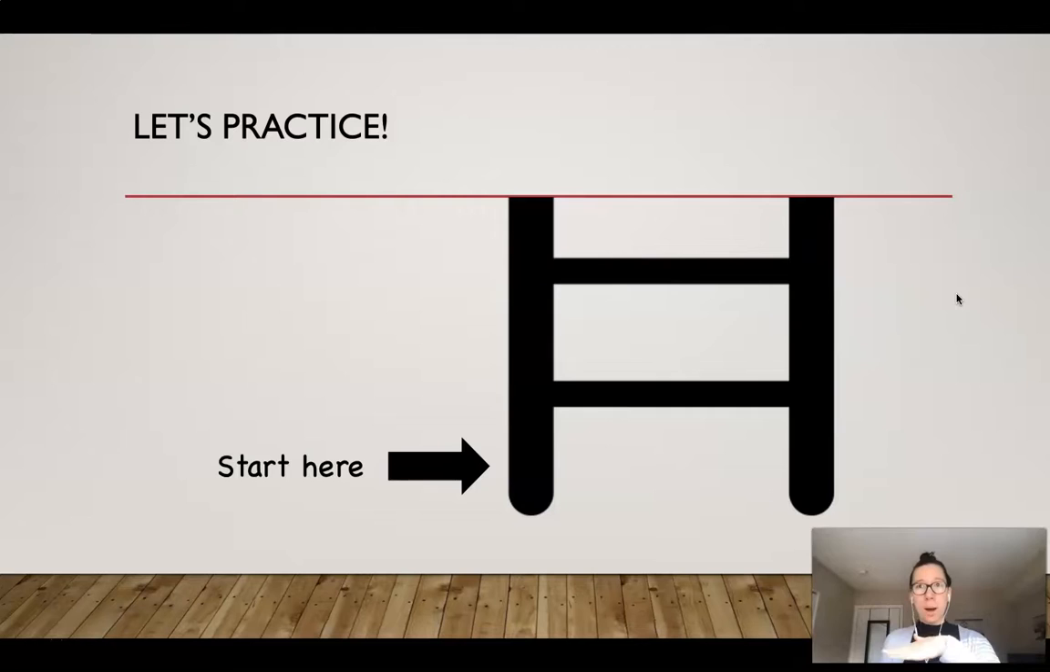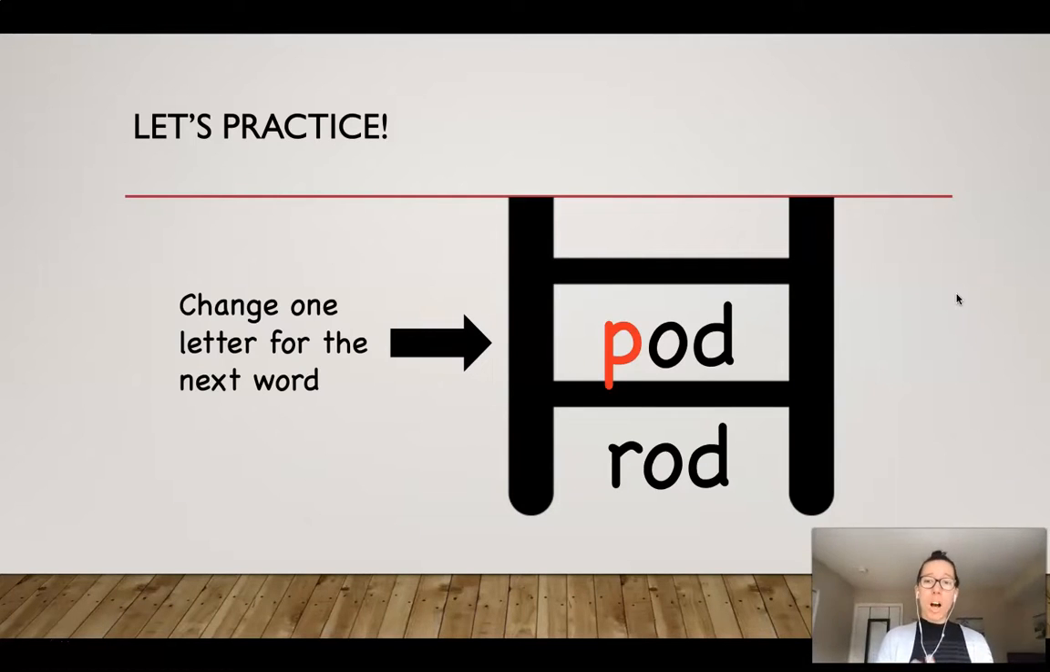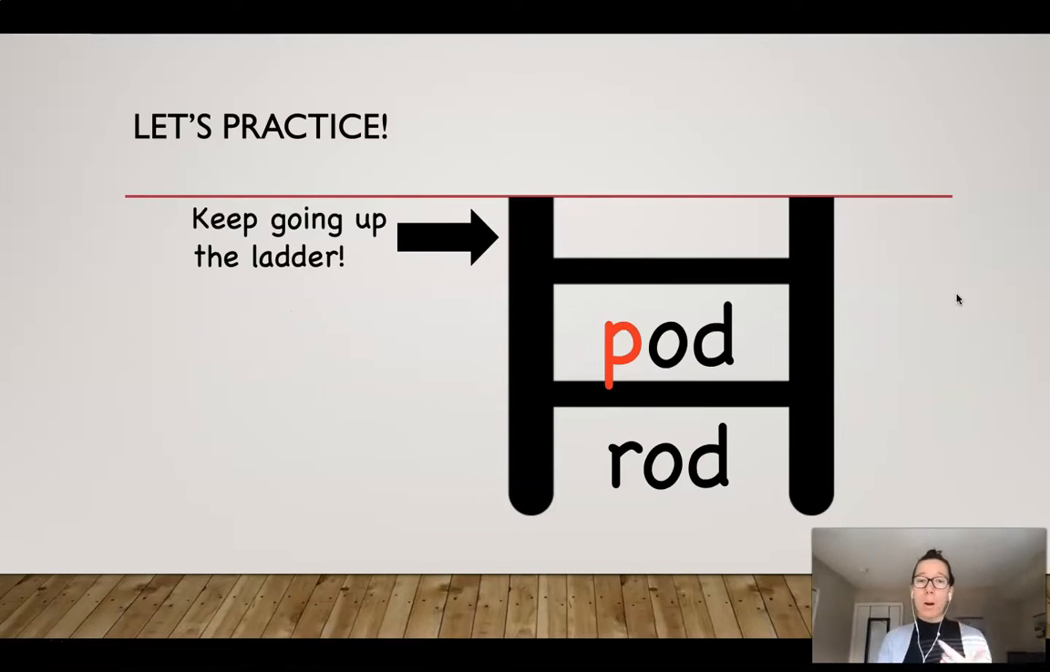So we start at the very bottom of the ladder, just like you would if you were climbing a real ladder, and we'll put our first word down there, rod. As we just saw, we can change the word rod to the word pod by changing that first letter. As we continue our way up the ladder then, friends, we're going to continue to change one letter at a time so that we can form our new word and get all the way up to the top.